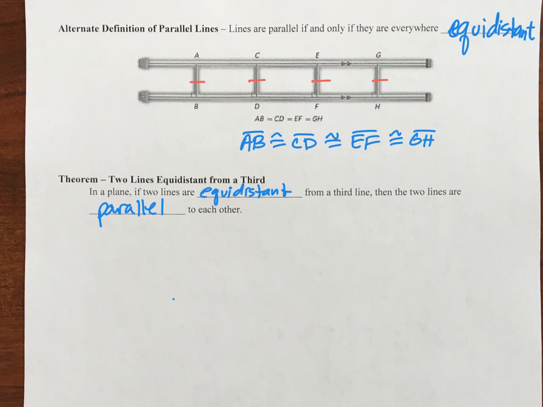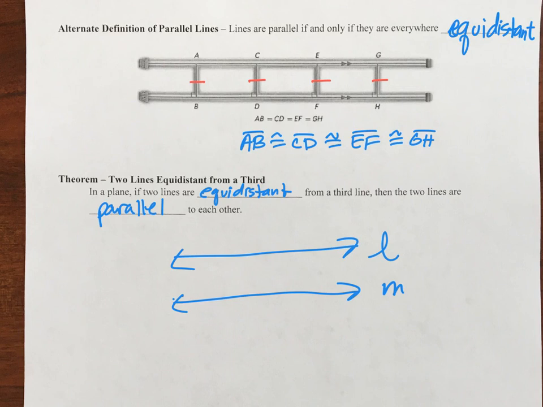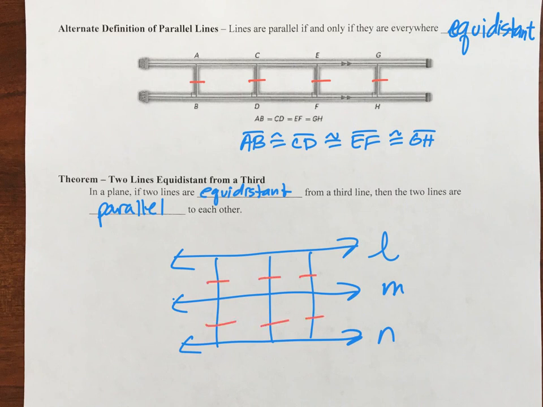So what we're going to draw is a picture of two lines that are equidistant from a third line. So go ahead and draw a line. Let's call that line L, okay? And then draw a line M. Actually, let's go ahead and call this one M. And then go ahead and draw a line N. And I want you to draw line N so that lines L and N are everywhere equidistant from line M in the middle, okay?